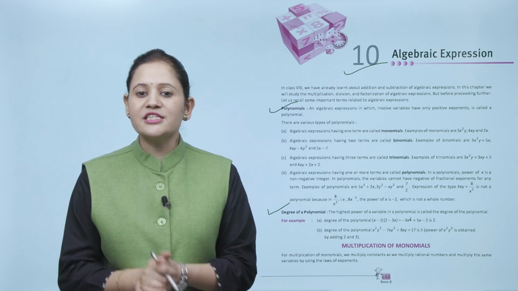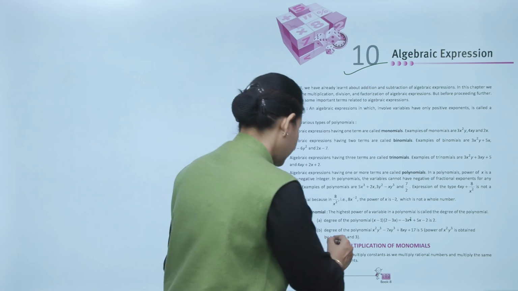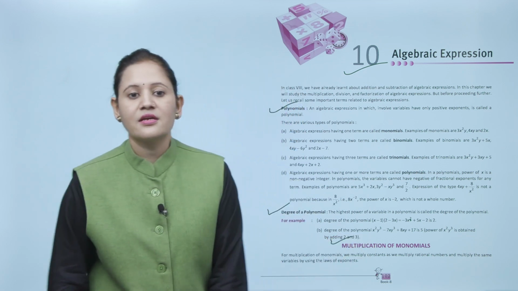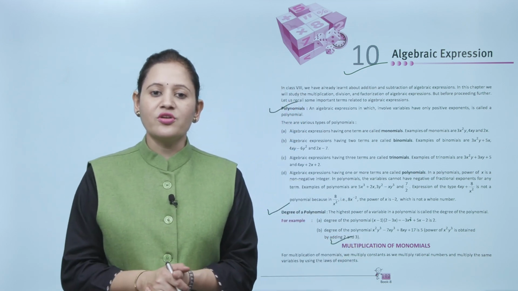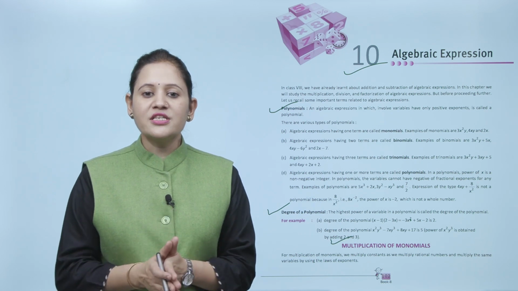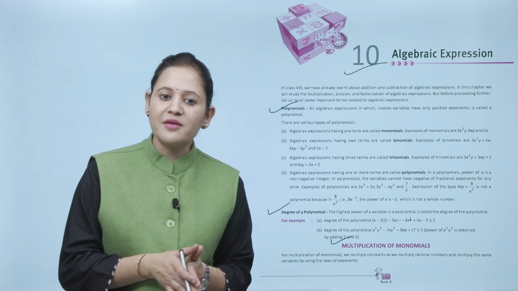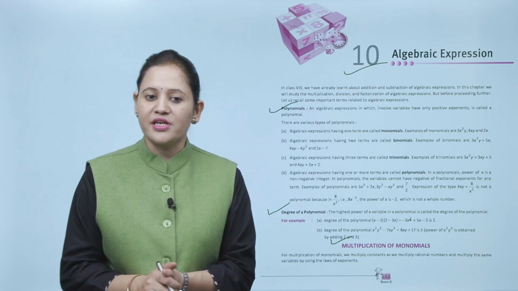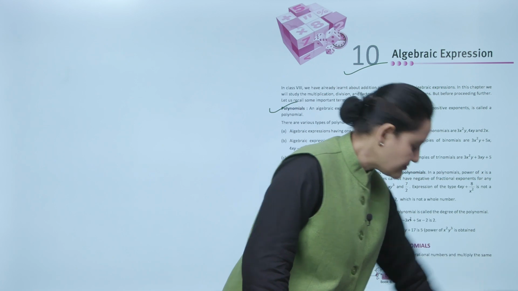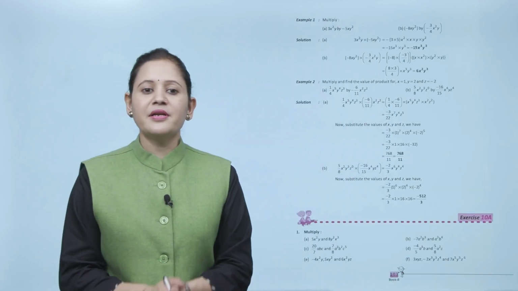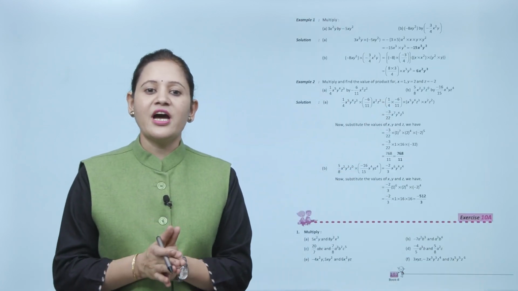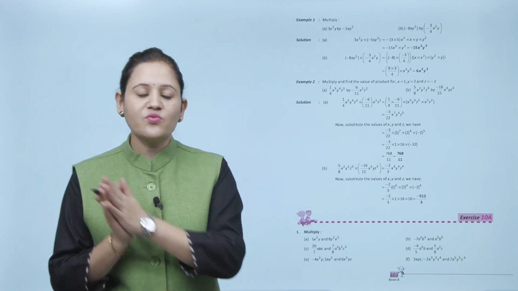Next is multiplication of monomial. For multiplication of monomial, we multiply constants as we multiply rational numbers and multiply the same variables by using the laws of exponent. Now we'll take an example. Multiply 3x square y by minus 5xy square.